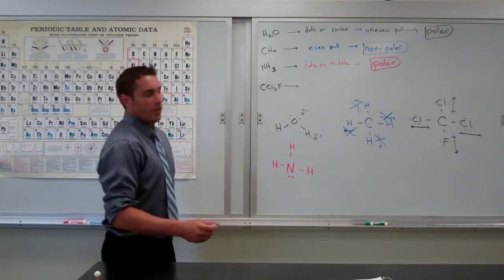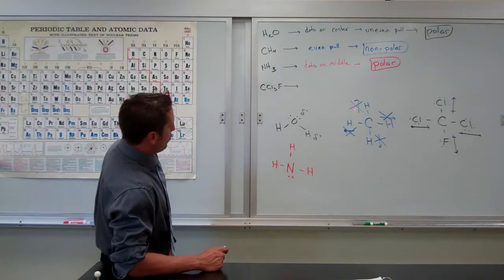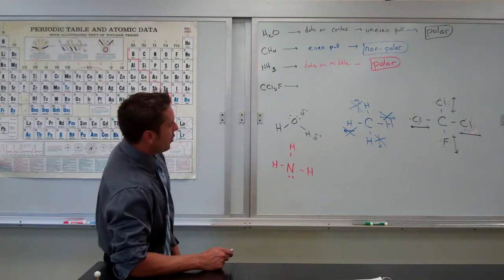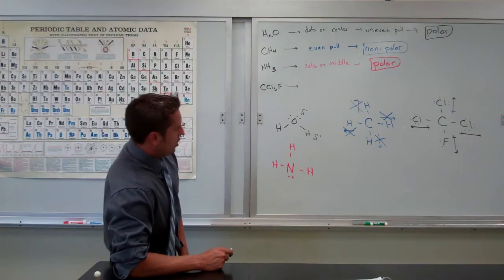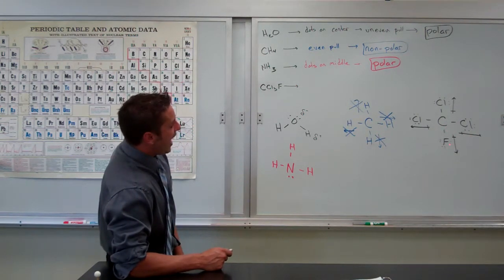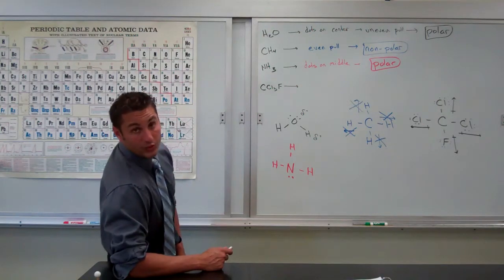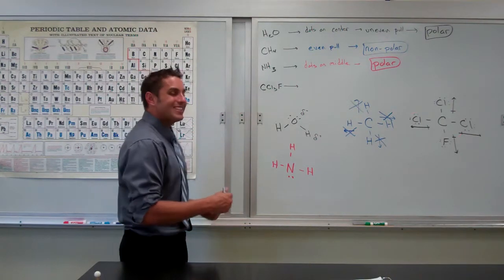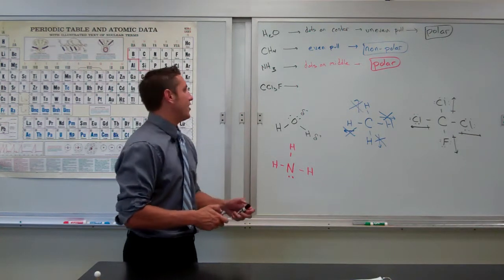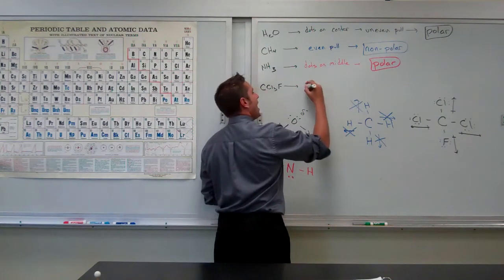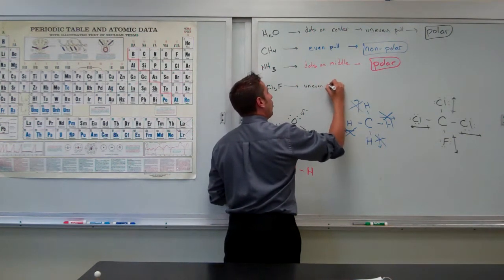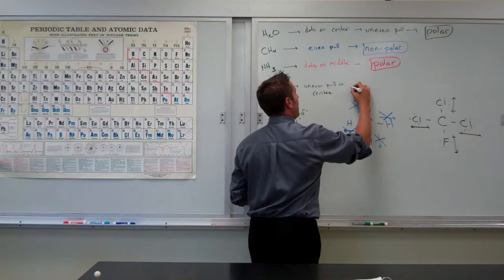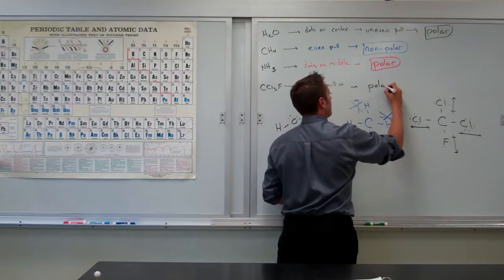Here's the catch, though. In this example, we had an H pulling up, down, left, and right. They all pull the same. So Cl and Cl here can cancel because they pull the same. However, F and Cl will pull differently because they have different electronegativities. Therefore, this is an uneven pulling on the center atom. So CCl3F has an uneven pull on center, therefore making it polar.